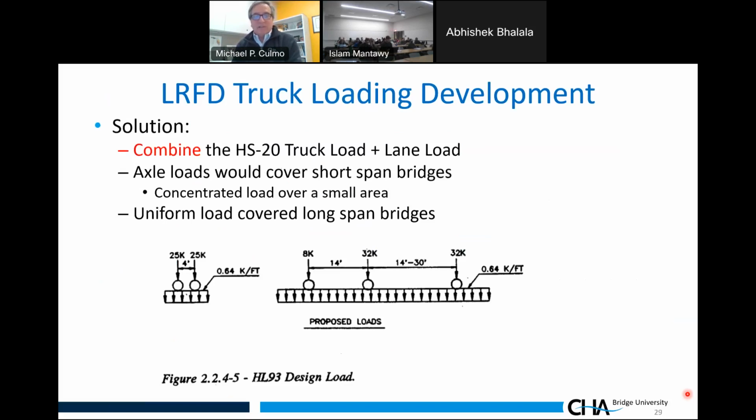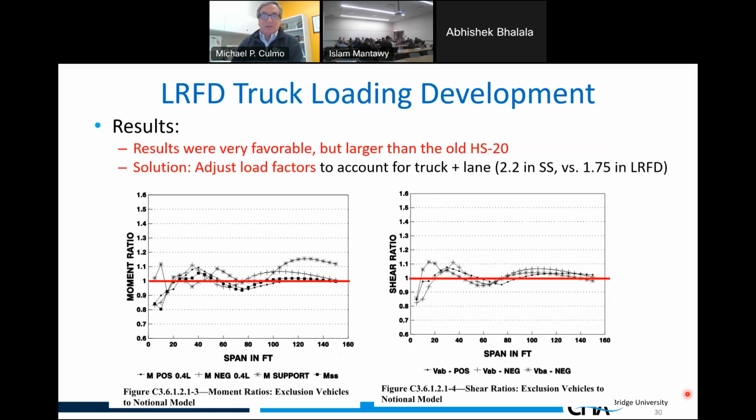So the idea was the axle loads would cover short span bridges, and the uniform load would cover long span bridges, and it gave good results. They actually did this, and you'll see in the next slide, it gave very good results. Let's take a look. What happened here was we got the data now very close to that unity line of 1, where for different span lengths, this new live load model of truckload and lane load combined works really well.